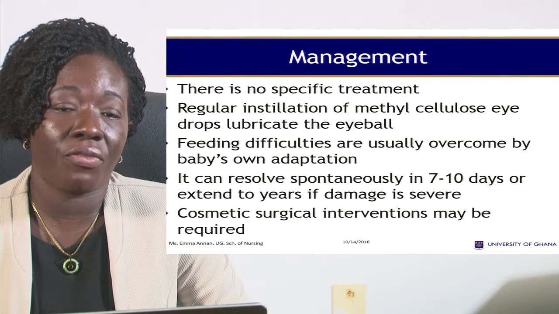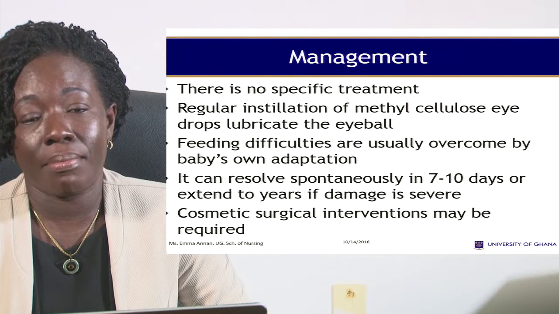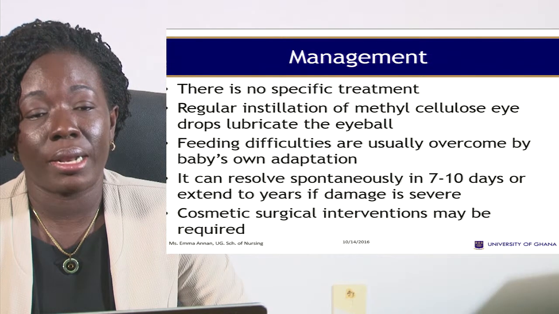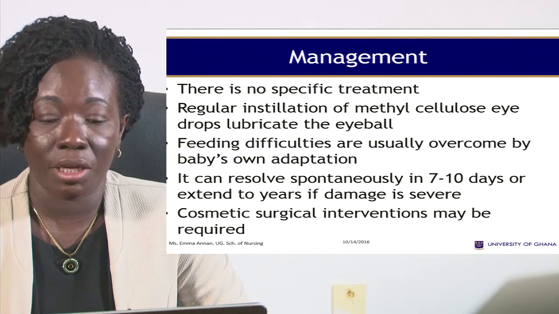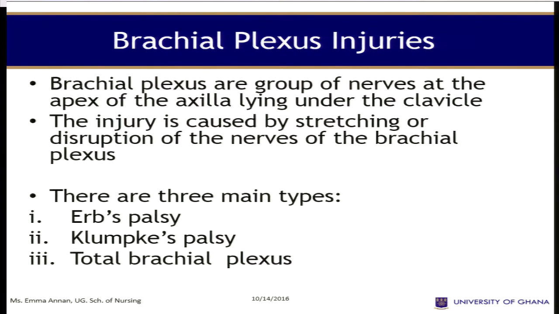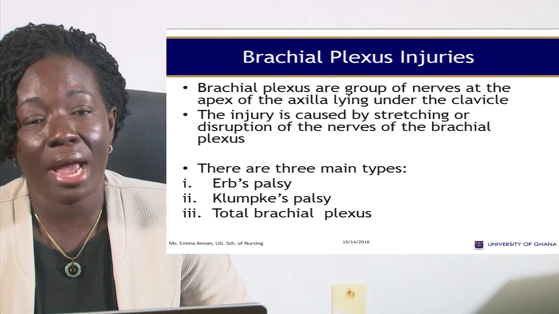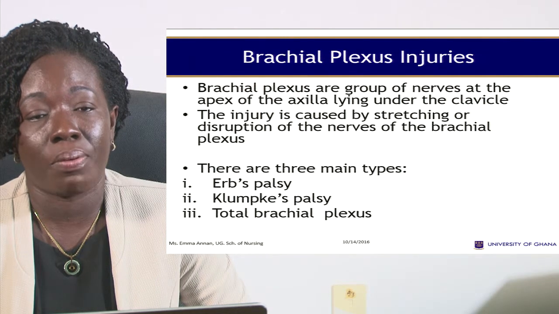It can resolve within 7 to 10 days or extend to years if damage is severe. If it happens like that, then it means the baby will need cosmetic surgical intervention. Another one that we want to look at is brachial plexus injury. They are a group of nerves at the apex of the axilla underlying the clavicle. The injury is caused by stretching or disruption of the nerves of the brachial plexus.